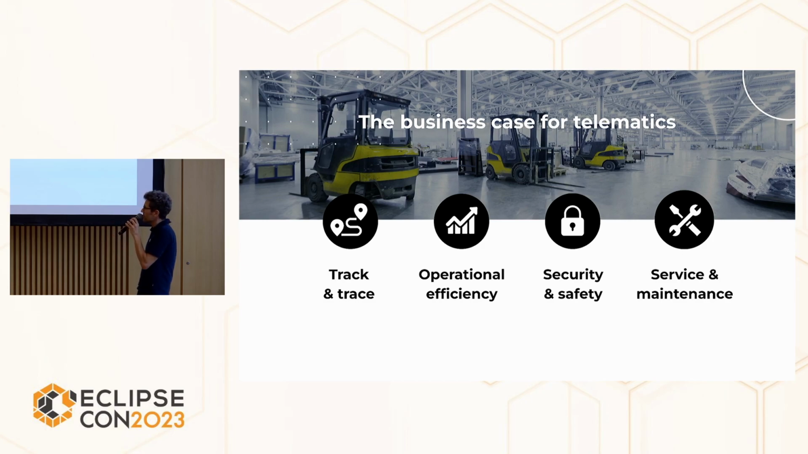So these are the four things that they do with this. Track and trace: get GPS data and see where those vehicles are operated. Then track the operational efficiency, meaning they gather usage statistics of these vehicles. Then security and safety features: drivers of these vehicles have to first go through a security checklist on these devices before they can unlock the vehicle. And then they have some more service and maintenance functions, like checking the battery, checking if those vehicles need to go to a service, etc.